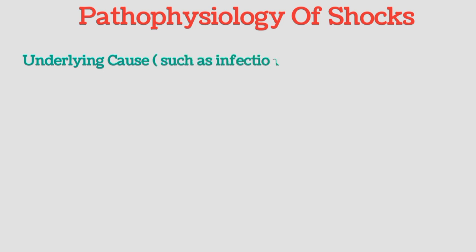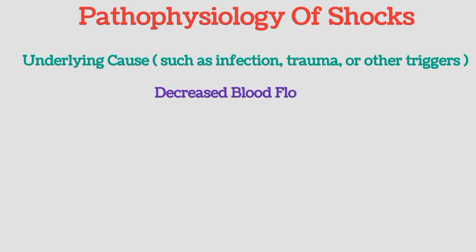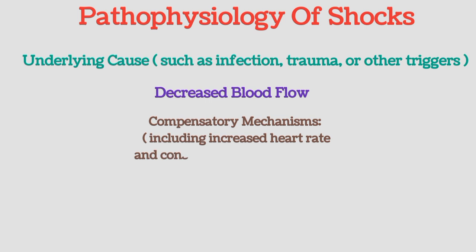This represents the primary reason for shock, such as infection, trauma, or other triggers. Decreased blood flow. Due to the underlying cause, there is a reduction in the overall blood flow throughout the body. Compensatory mechanisms. The body activates mechanisms to compensate for reduced blood flow, including increased heart rate and constriction of blood vessels.